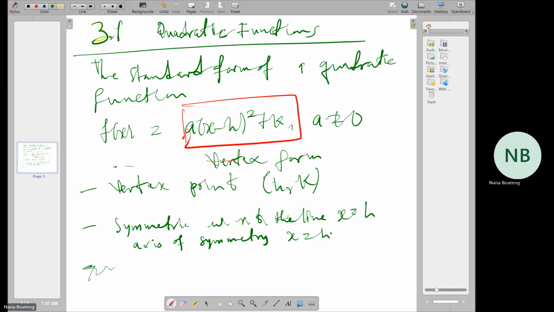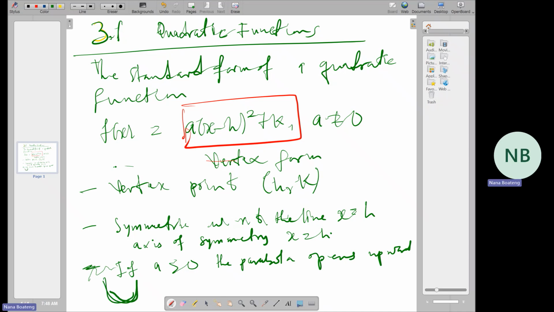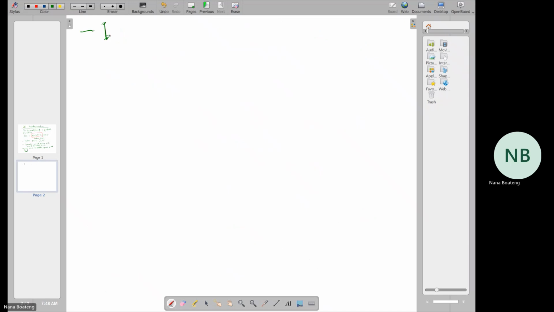If the leading coefficient a is greater than 0, the parabola opens upward, which is of this form. And if a is less than 0, then the parabola opens downward. So it's a curve of such nature.